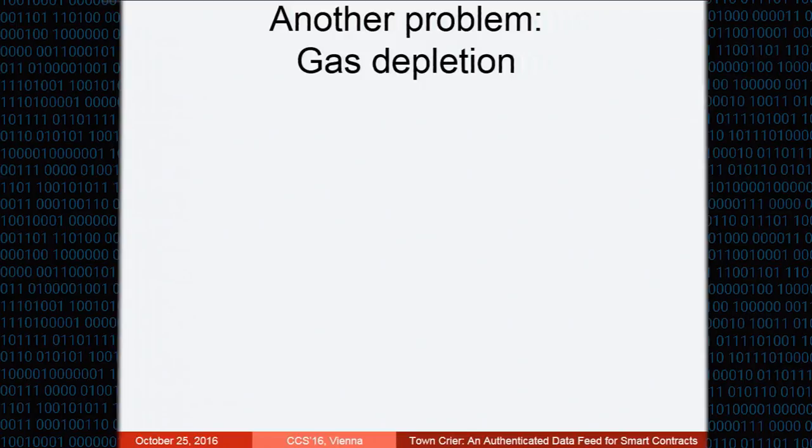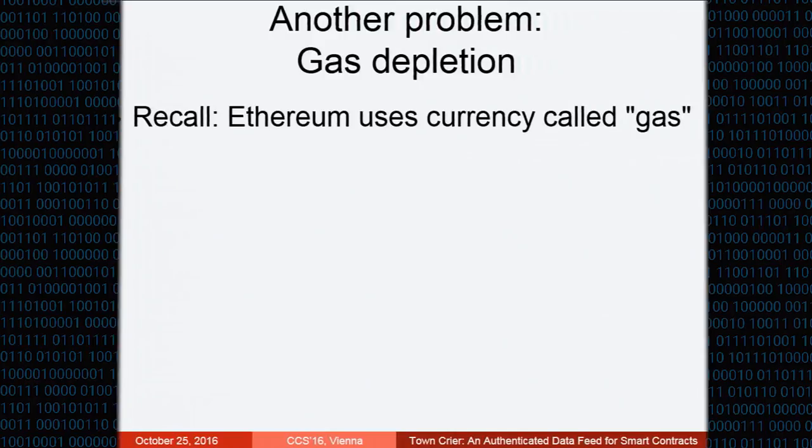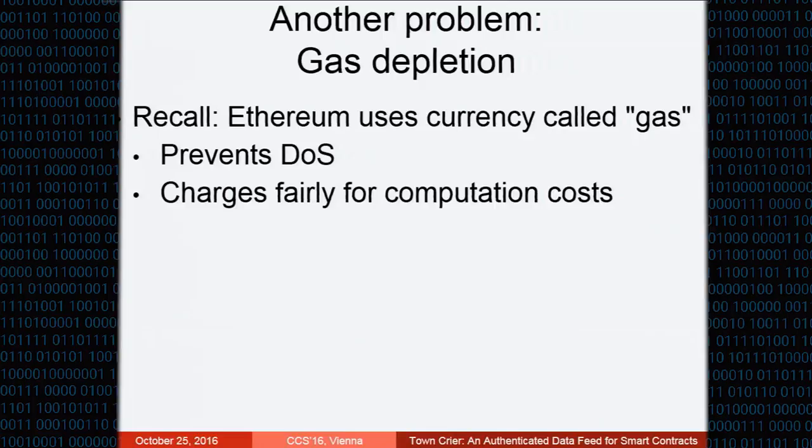Another interesting problem we ran into and explored in the design of Town Crier is a gas depletion problem. Recall that Ethereum will charge a fee called gas to run your program, and that is charged for prevention of DoS attacks. And it is not cheap. It is actually quite expensive.